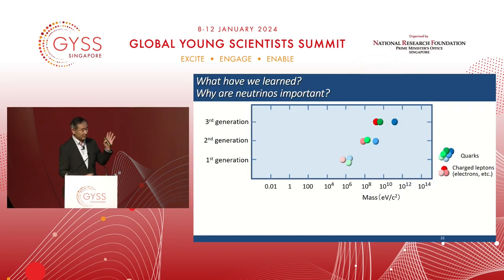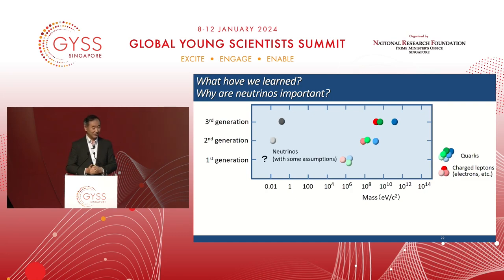Here I show the mass of particles. There are three types of charged leptons and six types of quarks, and the mass of these particles are shown here. As I said, in the last 25 years, neutrino physicists have been studying extensively the neutrino mass and mixings. Therefore, we know the neutrino mass rather well. And if we plot the neutrino mass, they are here.